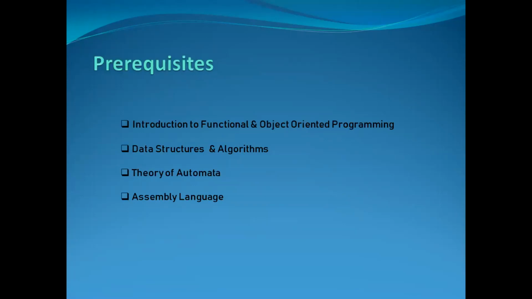There are a few subjects that we are assuming you must already have knowledge of. First of all, you should know the two main programming approaches, functional as well as object-oriented programming. Also, you must have basic knowledge of data structures and algorithms, theory of automata, and assembly language.